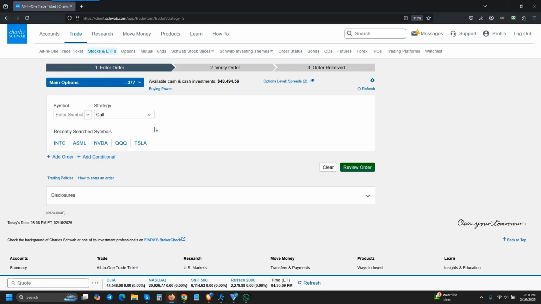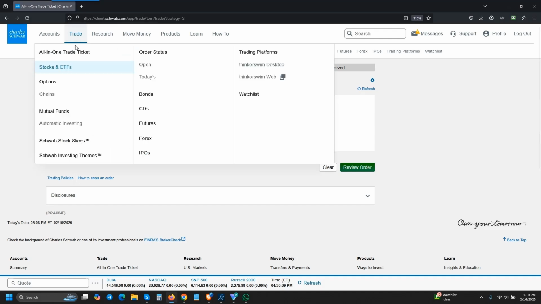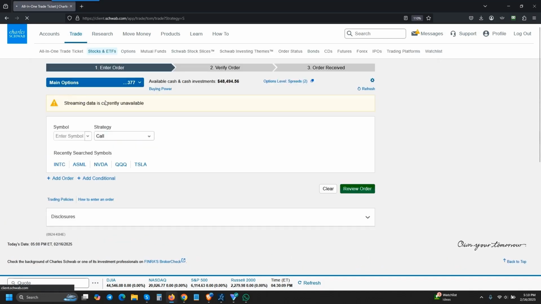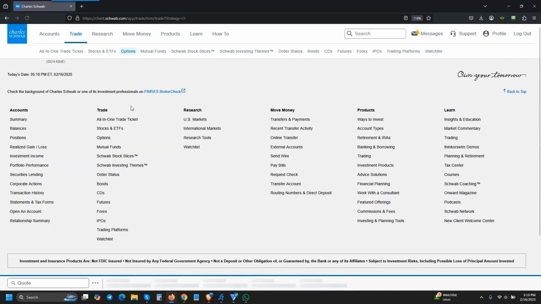First thing you need to do is sign into your Charles Schwab account because you can't buy anything until you're in the account. And once you are, you're going to go to the very top menu up here. You're going to click on Trade, and you'll see there are some different choices. Click on Options, and it will pop open this window for you.